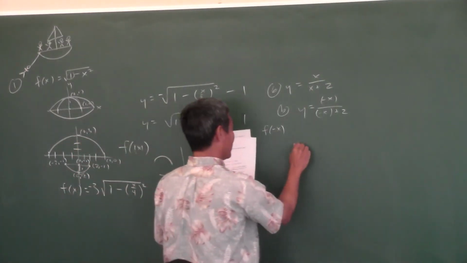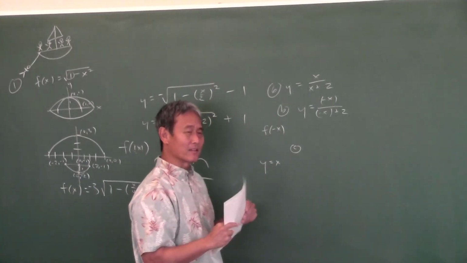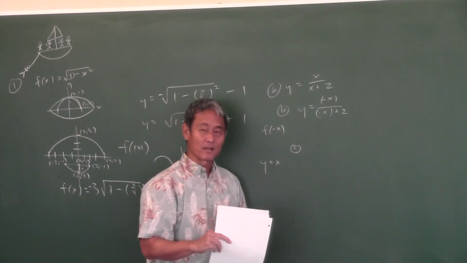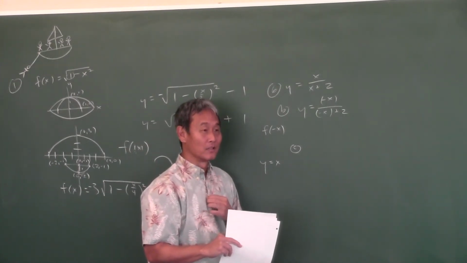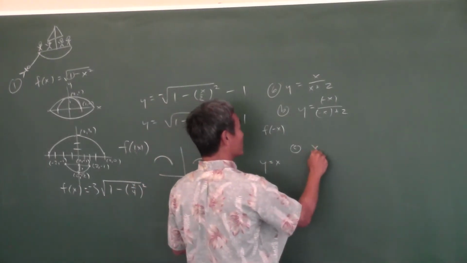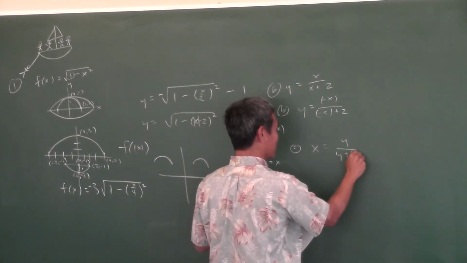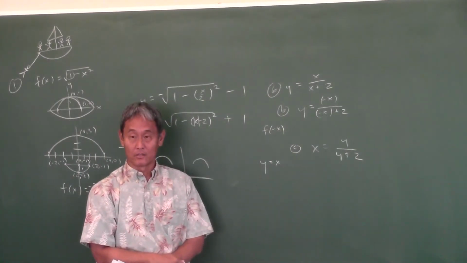Okay, C. It says, reflected over the line y equals x. How do you reflect the graph about the line y equals x? We just talked about that 20 minutes ago. Finding the inverse. So how do you find the inverse of that? You switch the x's and y's, and then solve for y. You guys can solve for y, right? Or do I need to do it?